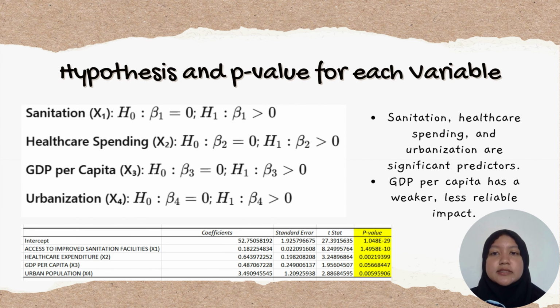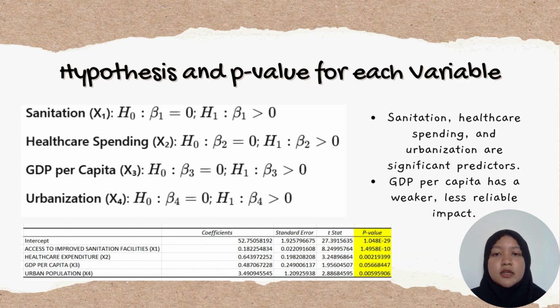In hypothesis testing, we evaluate whether each independent variable significantly impacts life expectancy. For sanitation, the p-value is 1.49 times 10 to the power of negative 10, making it highly significant at all levels of 1%, 5%, and 10%. This confirms its strong positive effect on life expectancy. Healthcare spending has a p-value of 0.002, showing significance at all levels, reinforcing its critical role in improving life expectancy.